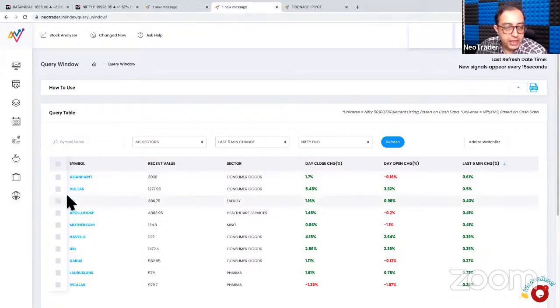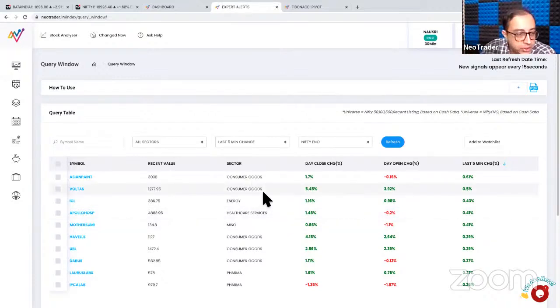So you can see here that suddenly we are noticing some movement in Voltas. And if you take a look here, you immediately get to know that consumer goods are in action. So let's focus on consumer goods. You can see here there is Havells. Havells is showing some movement. UBL is showing some movement. In the last 5 minutes, there is some action being seen here. So let's check out Voltas, UBL and Havells.